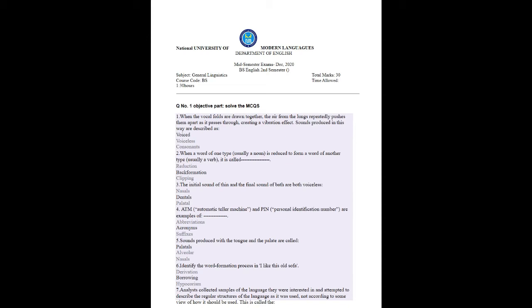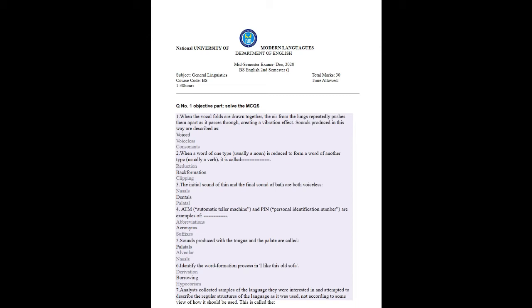MCQ number 1 is, when the vocal folds are drawn together, the air from the lungs repeatedly pushes them apart as it passes through, creating a vibration effect. Sounds produced in this way are described as. So the best option is voice. Second is, when a word of one type, usually a noun, is reduced to form a word of another type, usually a verb, it is called. The option is back formation.